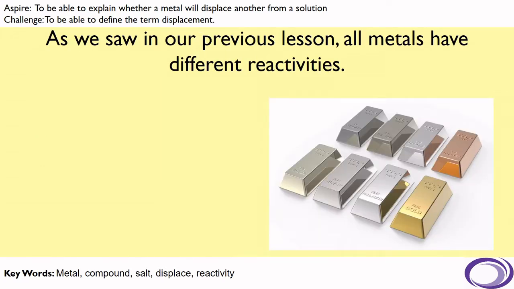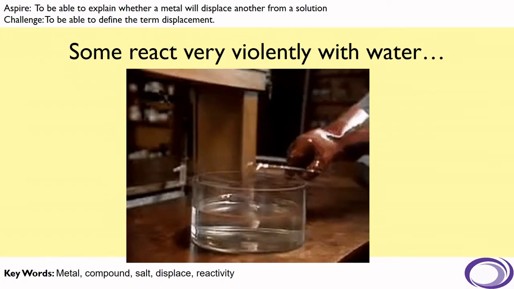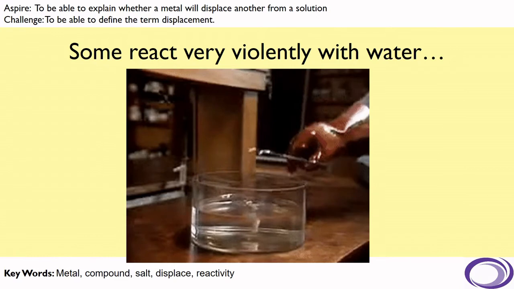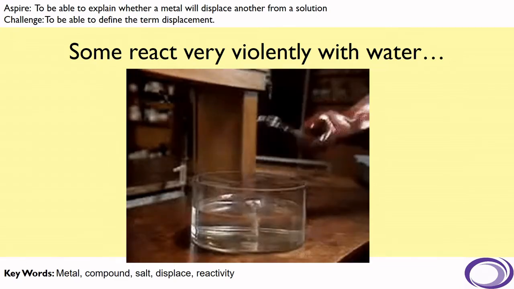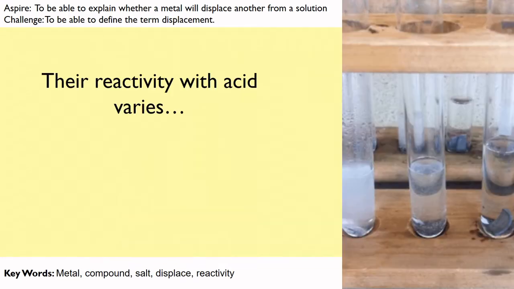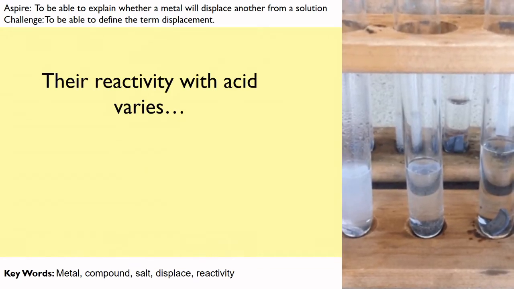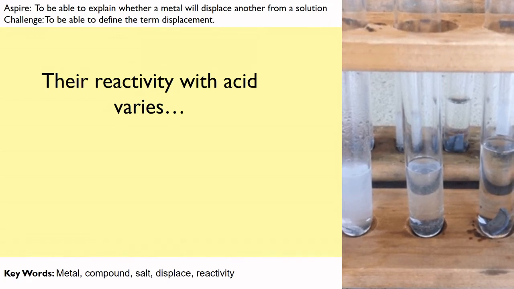Now, as we have seen in previous lessons and previous topics, all metals have different reactivities. Some react really violently with water. As you can see on the screen at the moment, this is one of the group 1 metals reacting with water, and it's a very violent, explosive reaction. Their reactivity with acid varies, as we saw in our lesson on metals and acid.